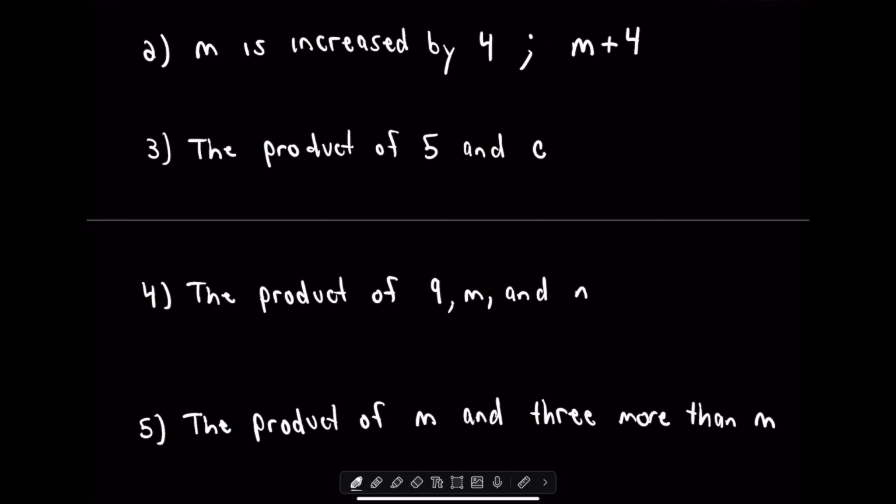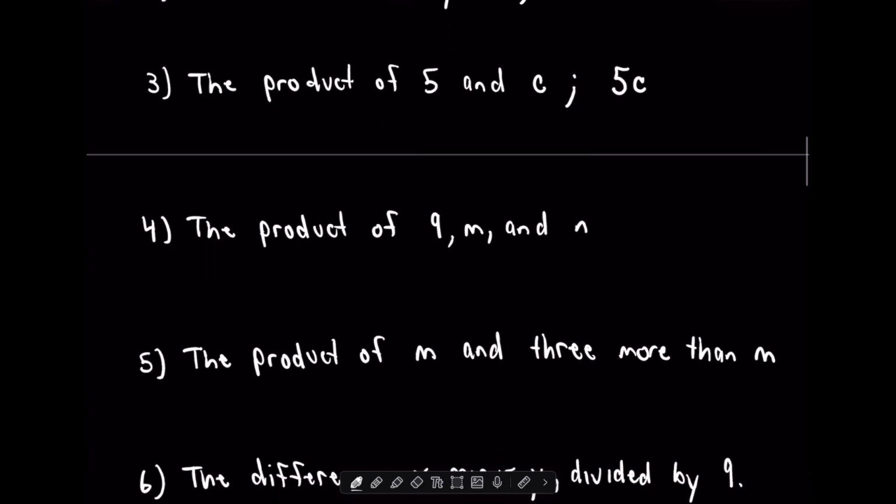Number 3, the product of 5 and c. Product has to do with multiplication. So we could write 5 and a little dot, but if you peeked over at me, I would just write it as 5c. A lot of mathematicians tend to like the fewer symbols, the better. So if we don't need the dot, why even bother having it?